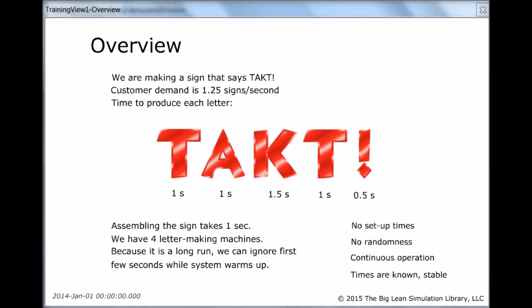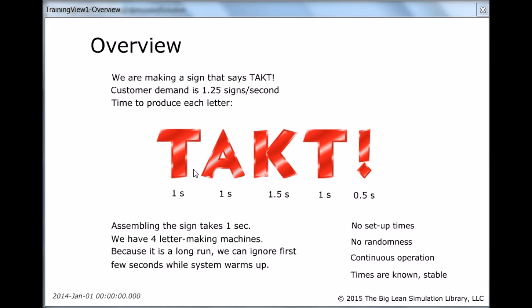This video demonstrates the lean concepts of takt time and line balancing. Here we're going to be making a sign that says TAKT, T-A-K-T, exclamation mark. And we have a customer demand for this sign that's 1.25 signs per second.